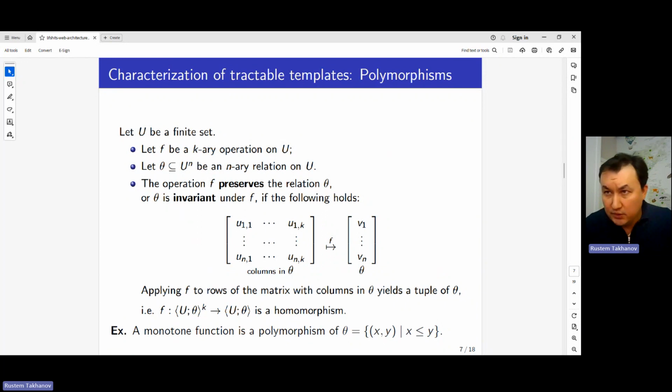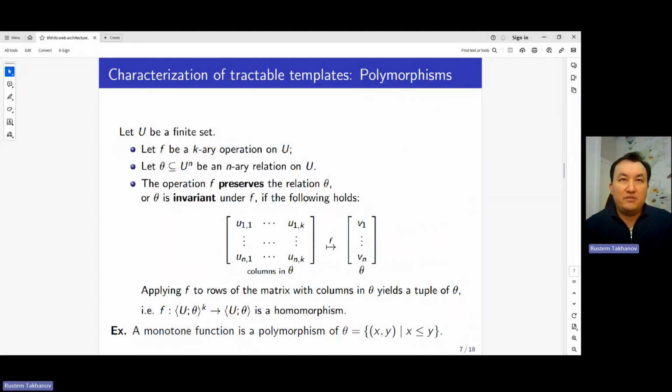But instead of symmetries, we use the notion of polymorphism. What does it mean, polymorphism? Polymorphism is a function f. So suppose that we are given some theta, which is an array relation over some domain U, and f is some k-ary operation on that domain U, which means that f is a mapping from U to the power of k to U. So then we say that f preserves that relation theta, or f is a polymorphism of theta, or theta is an invariant under f if the following is true.